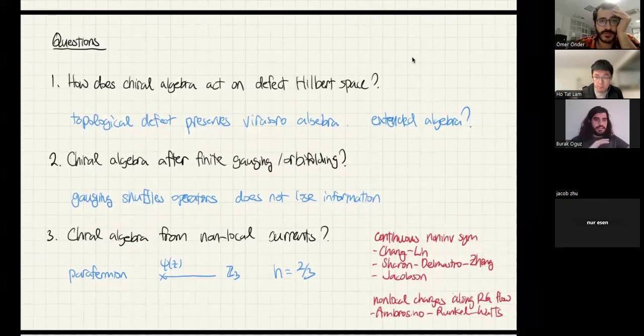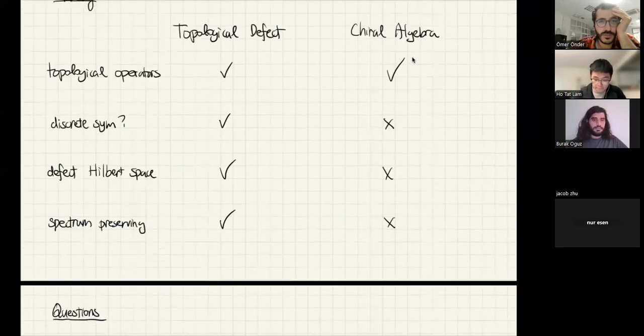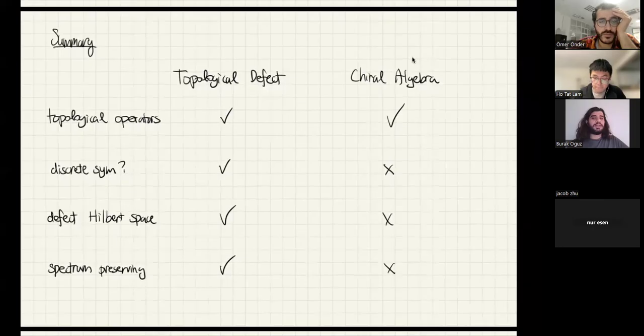Can I ask another question? Yes, please. So we can understand topological defects from the SymTFT. Can we also understand the chiral algebra from a SymTFT-like construction?